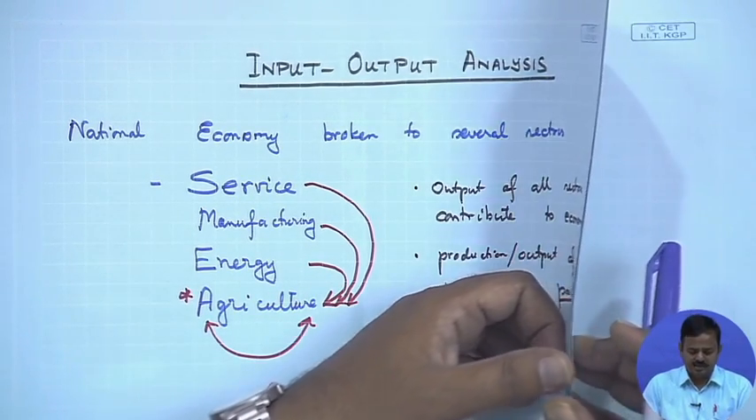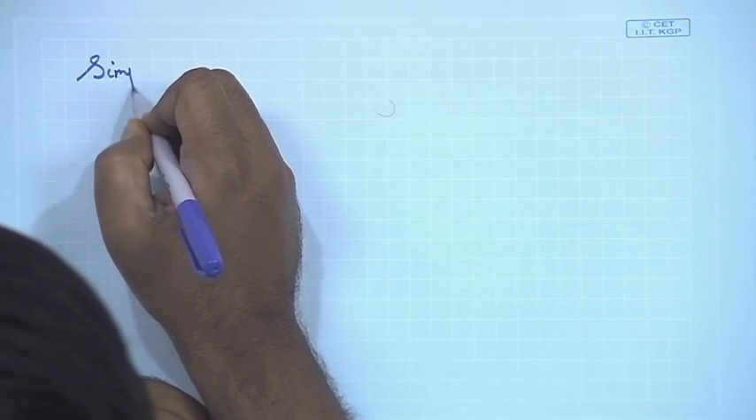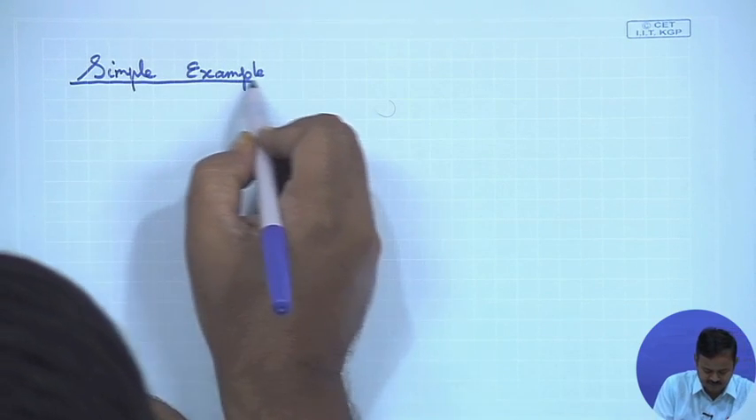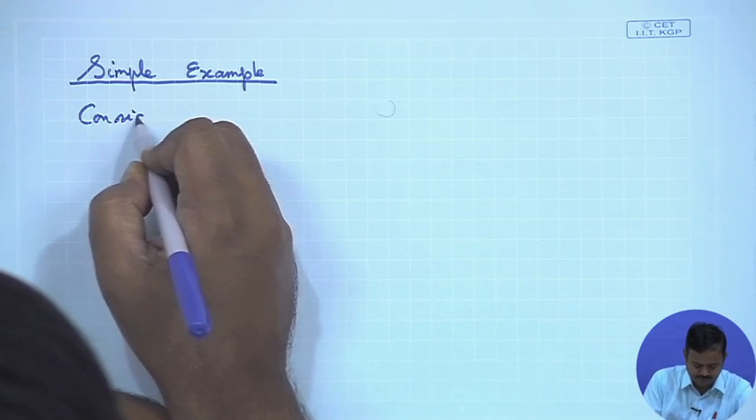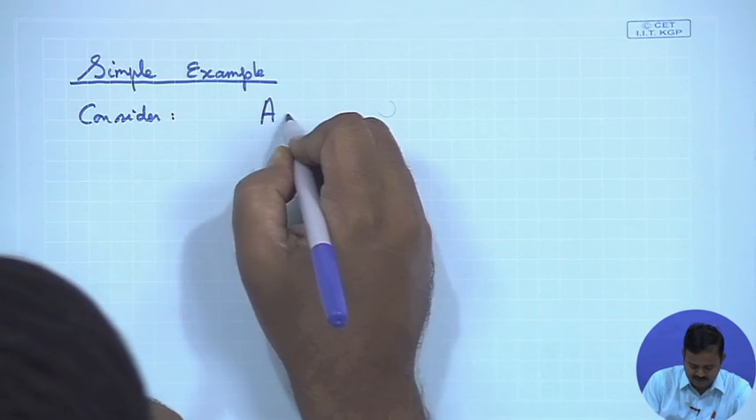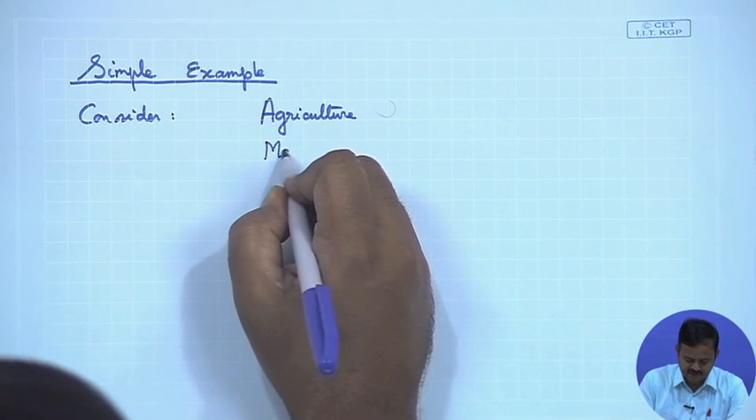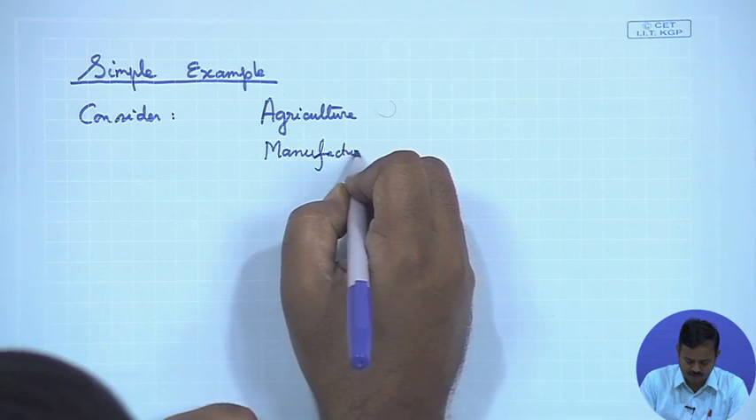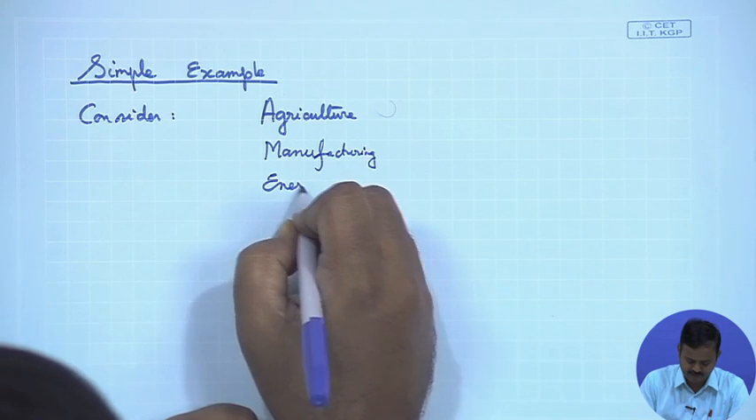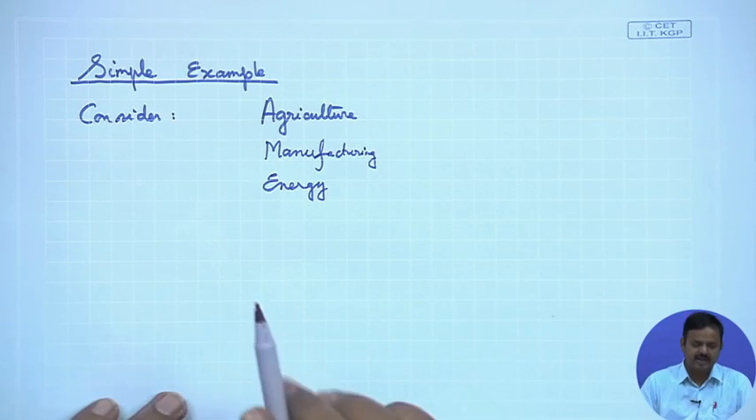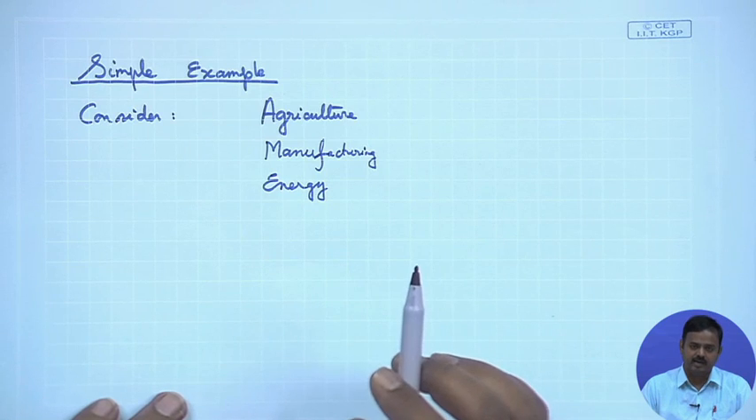So what we will do today is we will just take a simple example problem and see what all we can do. Let us take a very simple example, where we will only consider three goods or three sectors. Let us consider agriculture, manufacturing and energy. So from the previous example, we have not considered service or banking at this point. We will just take these three and then go ahead.